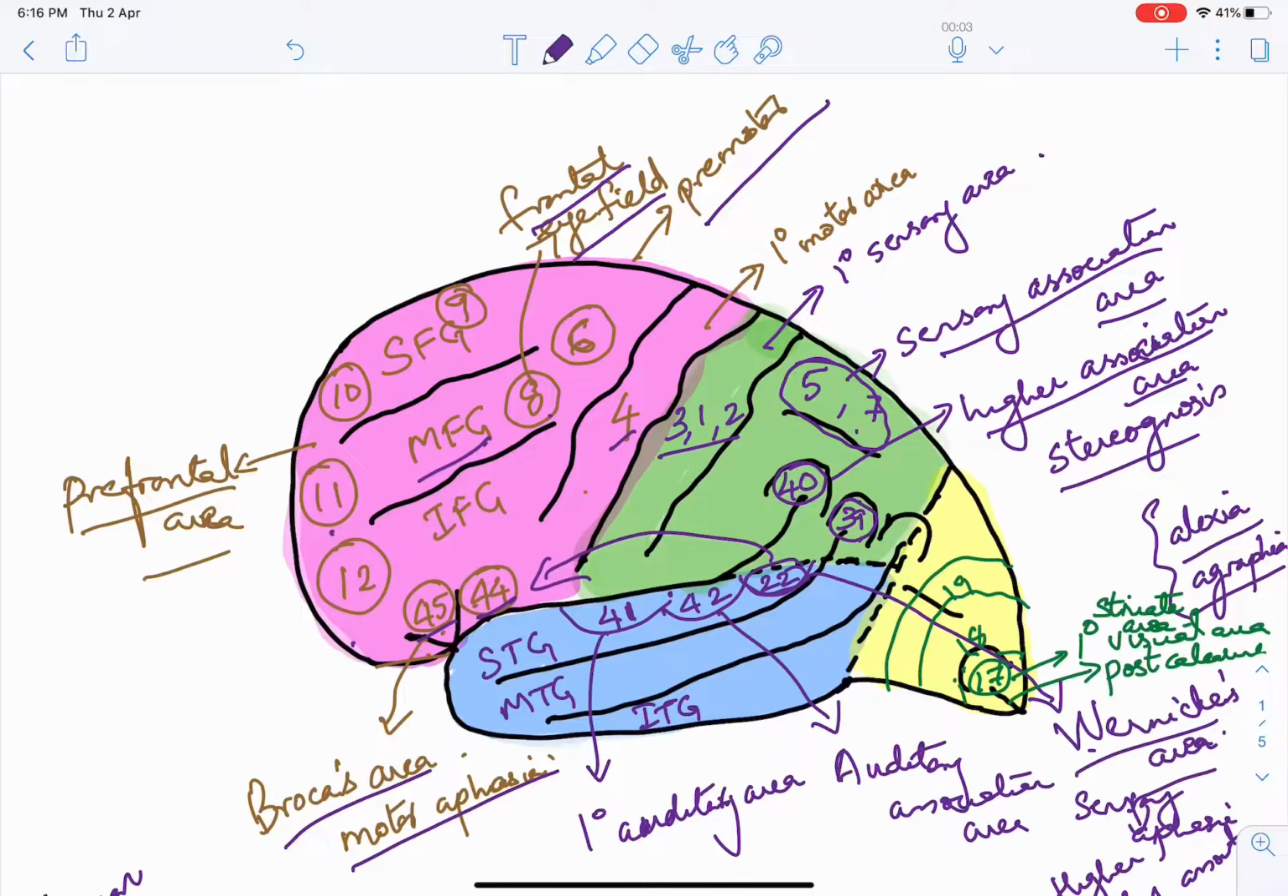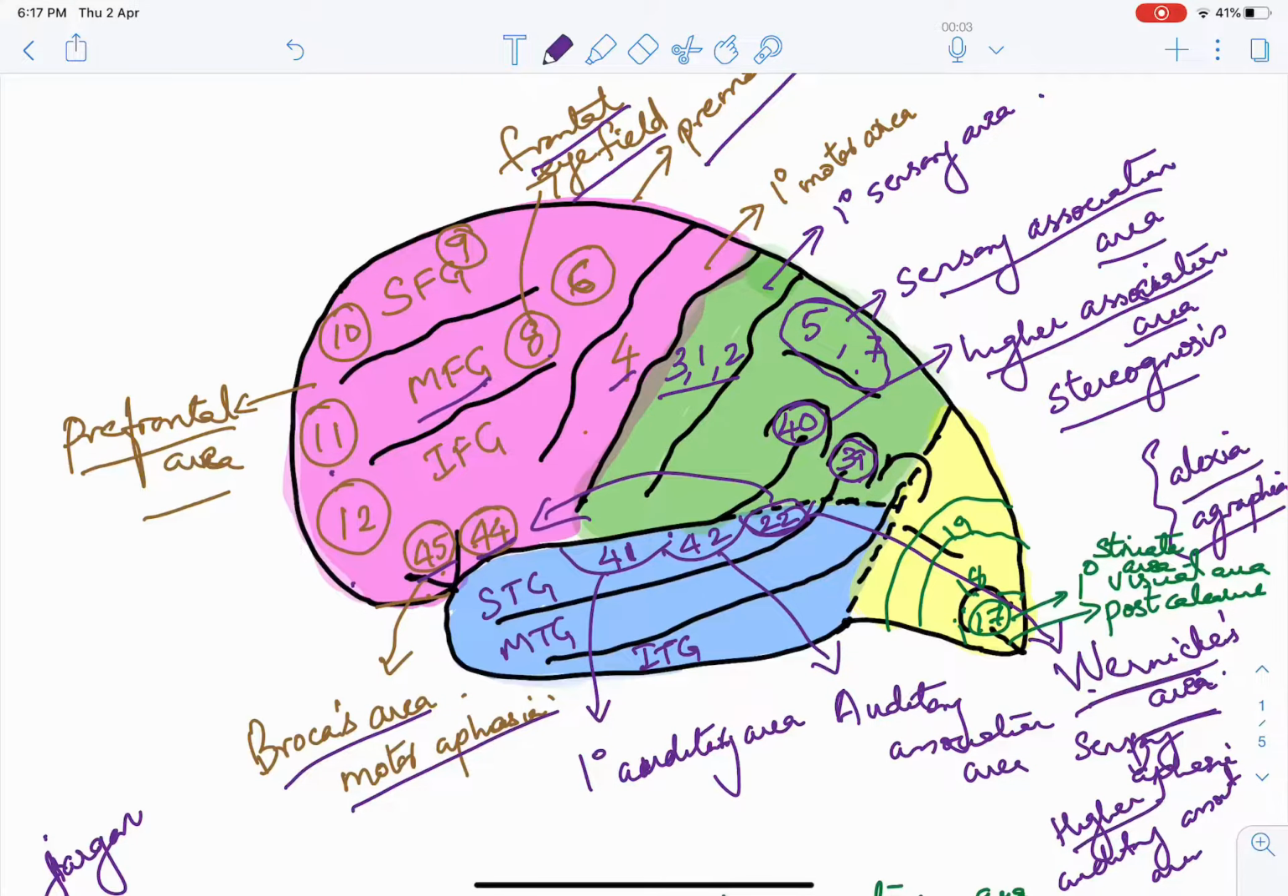In the temporal lobe, we have the posterior transverse temporal gyrus, we have area number 22, that is Wernicke's area, that helps in comprehension of language. Then we have the primary auditory area, area number 41. Number 22 is the higher association area, and the auditory association area is area number 42. So that is about the temporal lobe.